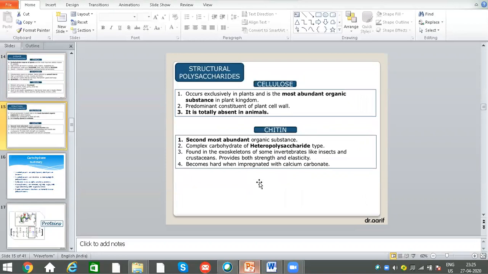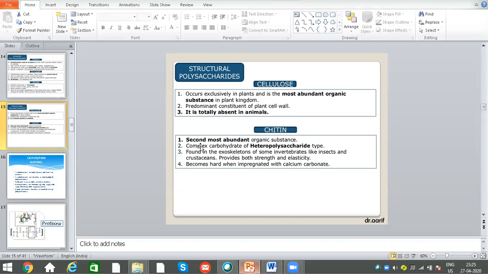The next one is structural polysaccharides. These are the examples of structural polysaccharides: cellulose and chitin. Cellulose is mostly abundant in plants, especially in cell walls. It is useful for cell growth, and it is not available in animals.